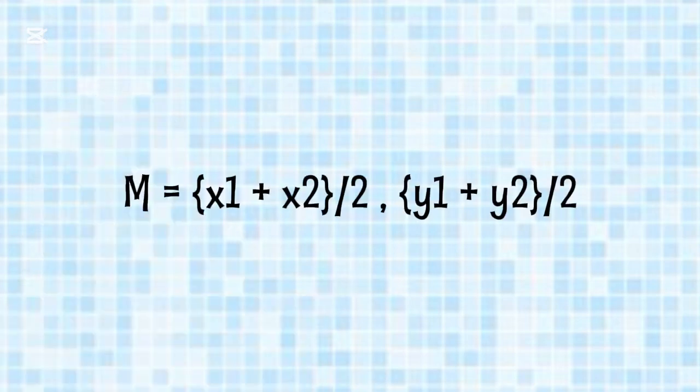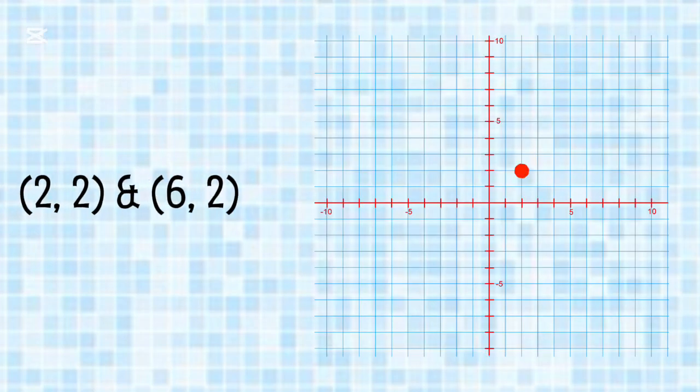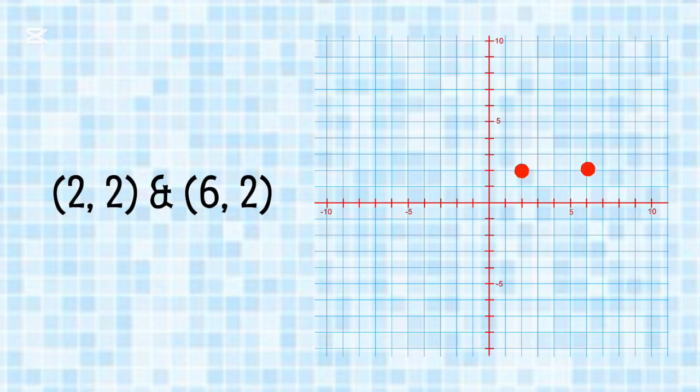But what if you wanted to find the midpoint, or the exact halfway point between two coordinates? Well, then we'll use the midpoint formula right here. This formula explains that midpoint equals (x sub 1 plus x sub 2) over 2 and (y sub 1 plus y sub 2) over 2. Let's say we have two coordinates of (2, 2) and (6, 2). This is what our plane would look like.